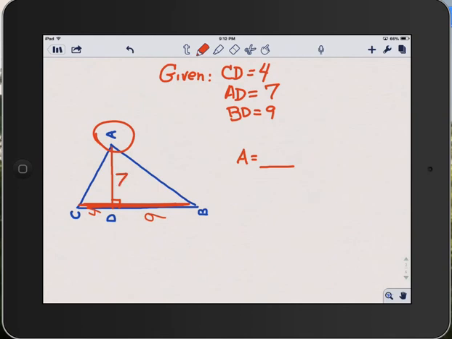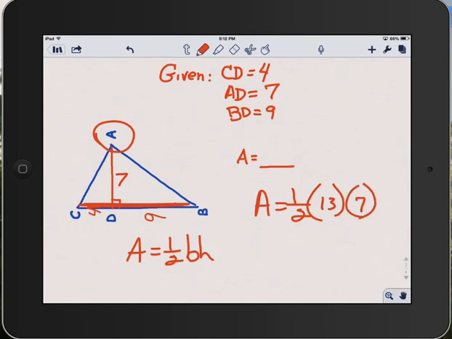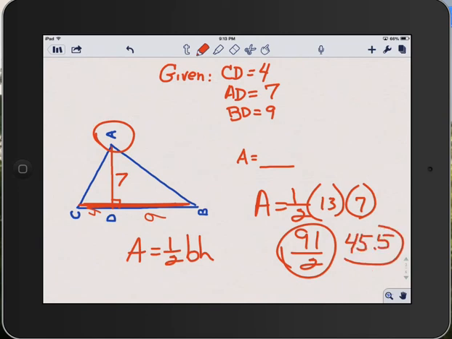So we have area equals 1/2 times the base times the height. So the area in this case is 1/2 times the base, which is 13, times the height, which is 7. Now if you don't have any even numbers to cancel, you multiply 13 times 7 in this case, and you get 91 divided by 2. Now you could leave the answer as 91/2, or you could change it to 45.5. Next question.